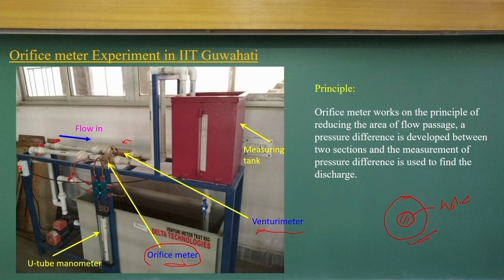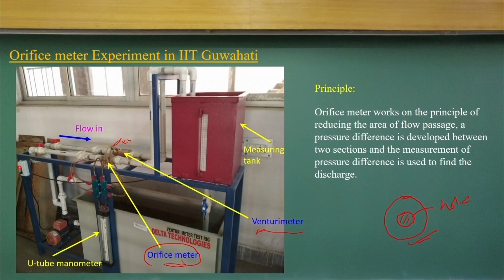So, we can measure the pressure difference at two locations. One is at the vena contracta location where the cross sectional area is less, and another is the upstream location. With that pressure difference, if we apply the simple Bernoulli equation and the mass conservation equation, you can find out the discharge passing through the Venturi or orifice meter.